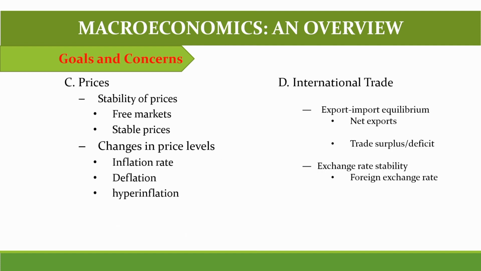The next concern is about the level of prices. The objective is to have a stable price level of the economy. Stability of prices happens only under free markets, or a market without distortions, or a market that is governed by the interactions between buyers and sellers. But the economy often encounters changes in the price levels.